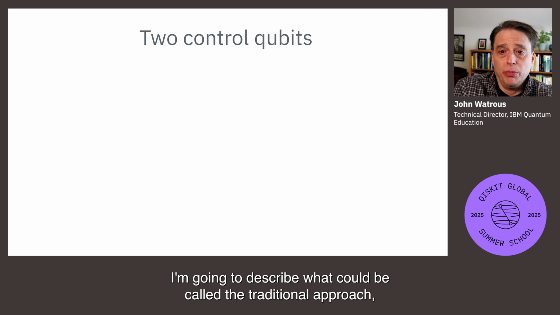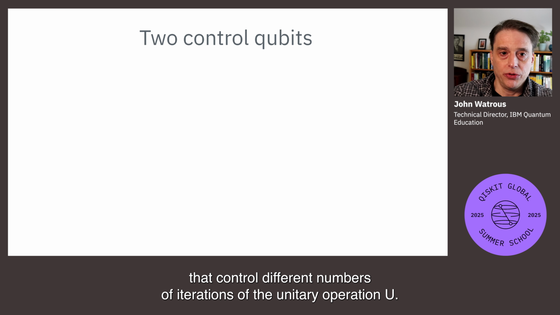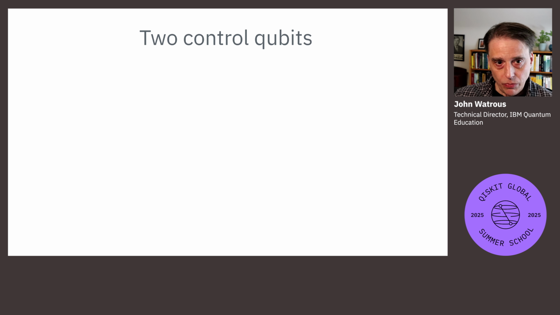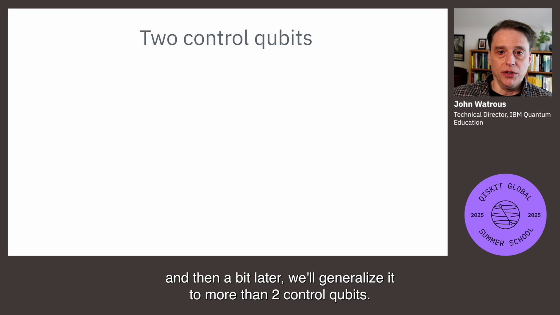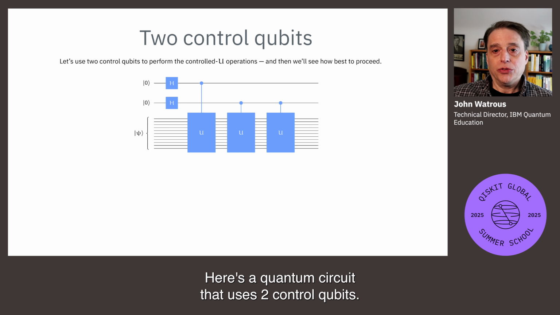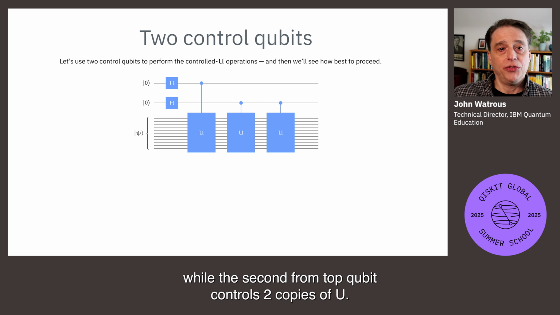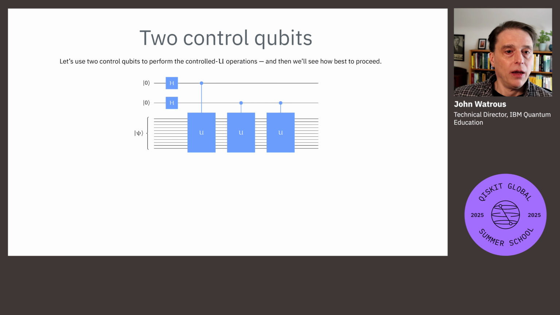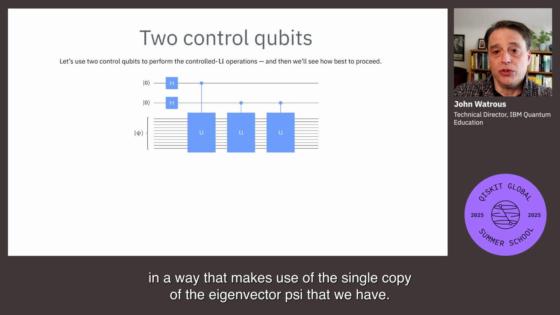I'm going to describe what could be called the traditional approach, where we use a single quantum circuit that has multiple control qubits that control different numbers of iterations of the unitary operation U. First, I'll describe how this works for 2 control qubits, and then a bit later we'll generalize it to more than 2 control qubits. Here's a quantum circuit that uses 2 control qubits. The top control qubit controls a single U operation, while the second from top qubit controls 2 copies of U. So what we're doing is combining the 2 circuits that we saw previously in a way that makes use of the single copy of the eigenvector psi that we have.